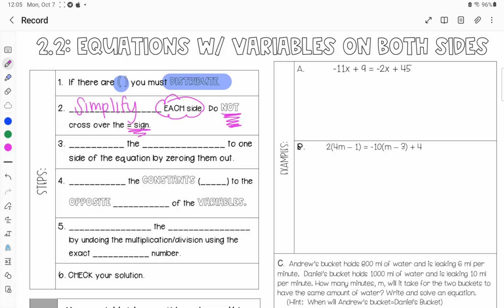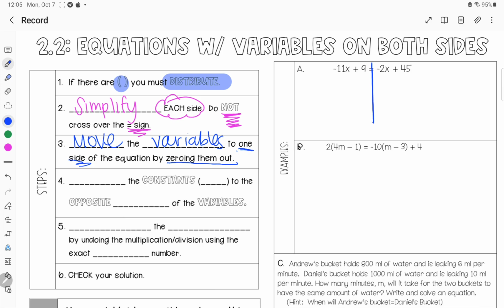Step number 3, we're going to move the variables to one side by zeroing them out. So we're moving anything that's a variable and attached to it. Our goal is to get it to look like our two-step equations that we had before. So we have all of the variables on one side, and there might be numbers as well, but on the other side, there's no variables. It's just numbers. So if we were to do this, I'm just going to show you step number 1.